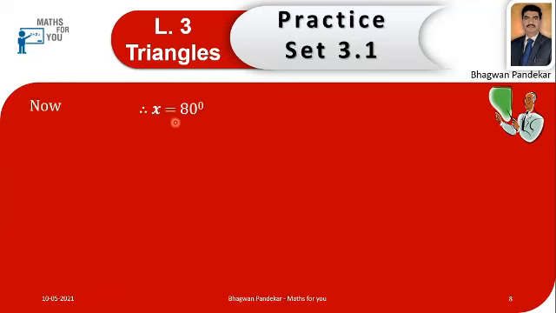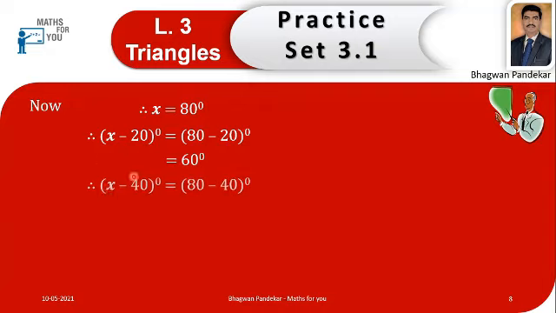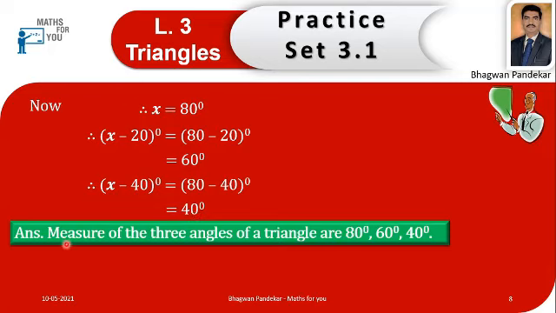Now x is equal to 80 degrees, therefore (x minus 20) degrees is equal to 80 minus 20 degrees. Subtraction of 80 minus 20, we get the value 60. So (x minus 20) degrees is equal to 60 degrees. And (x minus 40) degrees is equal to 80 minus 40 degrees. The subtraction of 80 minus 40 is 40. So (x minus 40) degrees is equal to 40 degrees. So the final answer is the measures of the three angles of the triangle are 80 degrees, 60 degrees and 40 degrees.